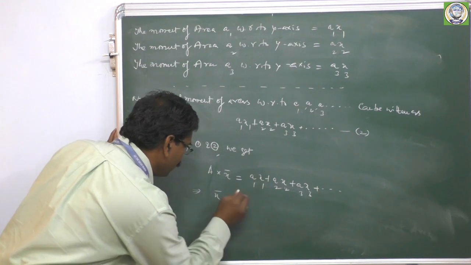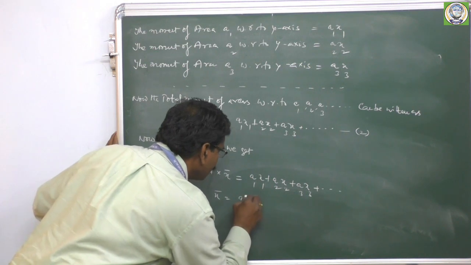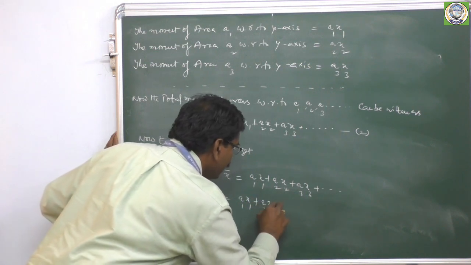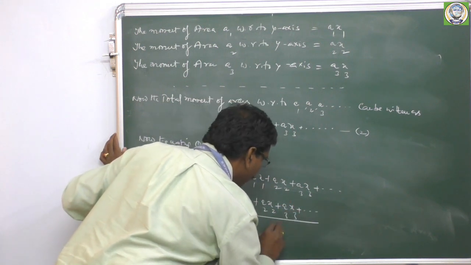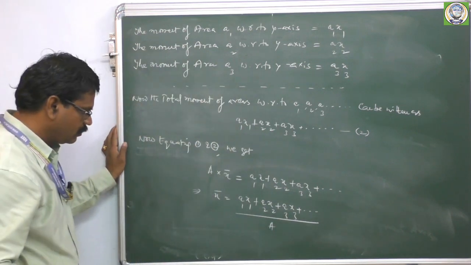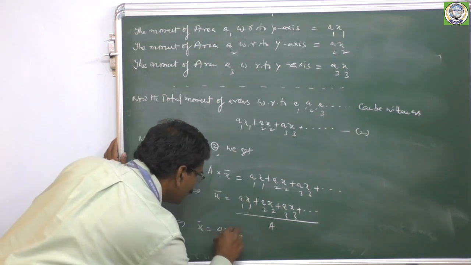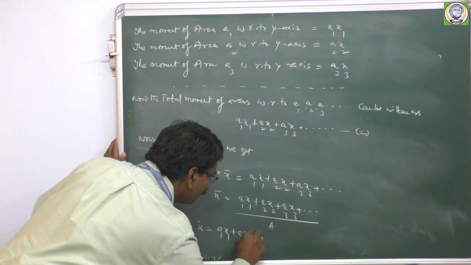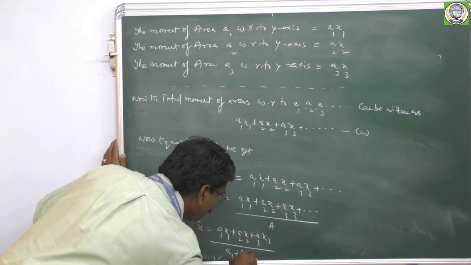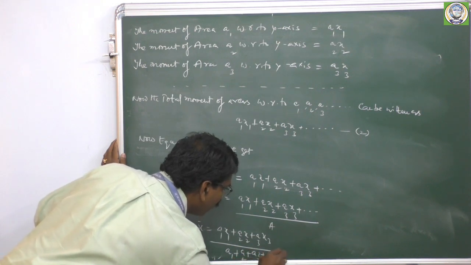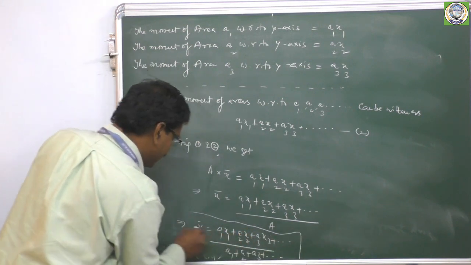Our ultimate aim is to get the expression for x bar. Hence, x bar is equal to A1 x1 plus A2 x2 plus A3 x3 plus so on divided by A. That implies x bar is equal to A1 x1 plus A2 x2 plus A3 x3 divided by A1 plus A2 plus A3 plus so on. This is the ultimate expression for x bar.